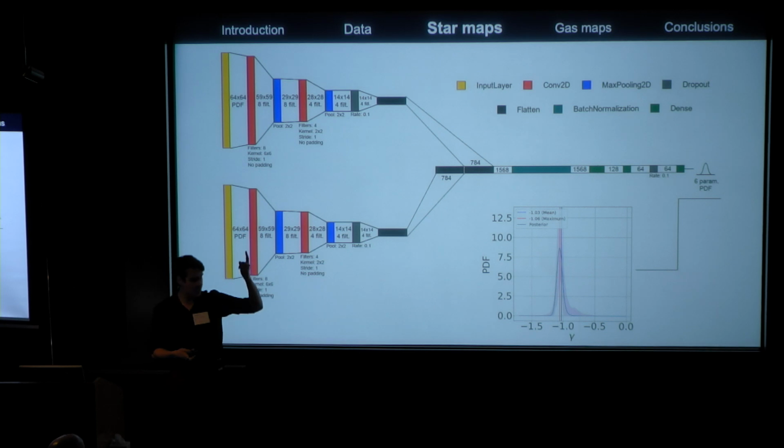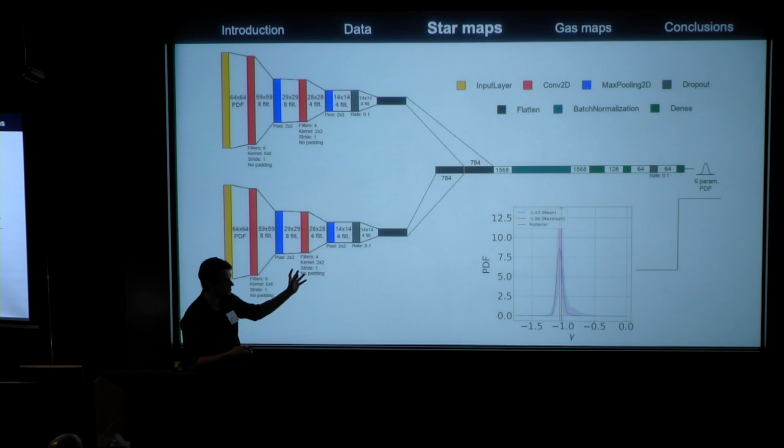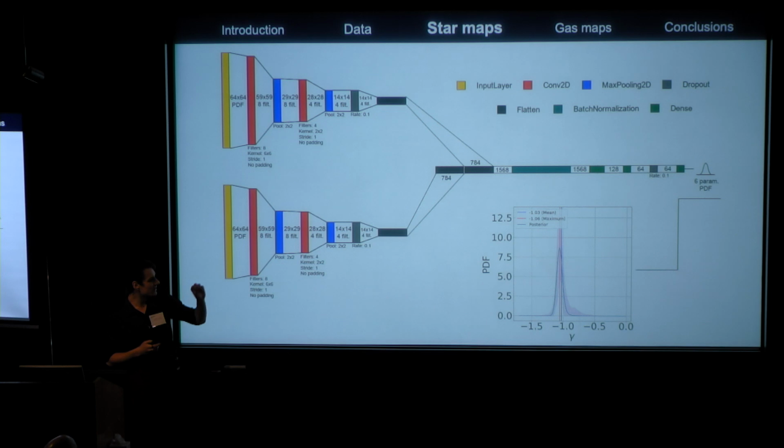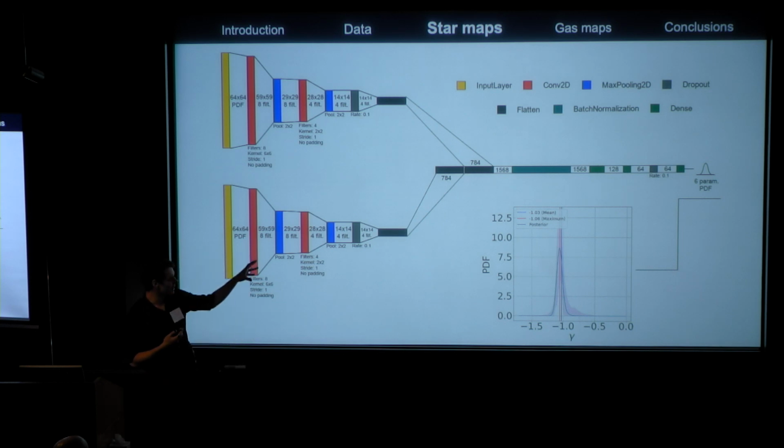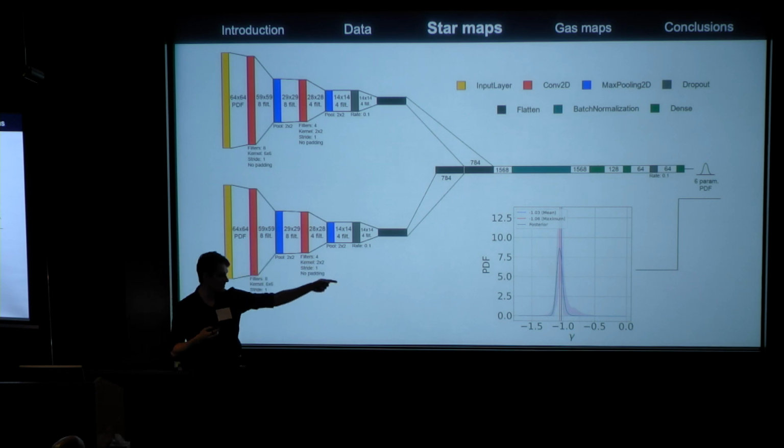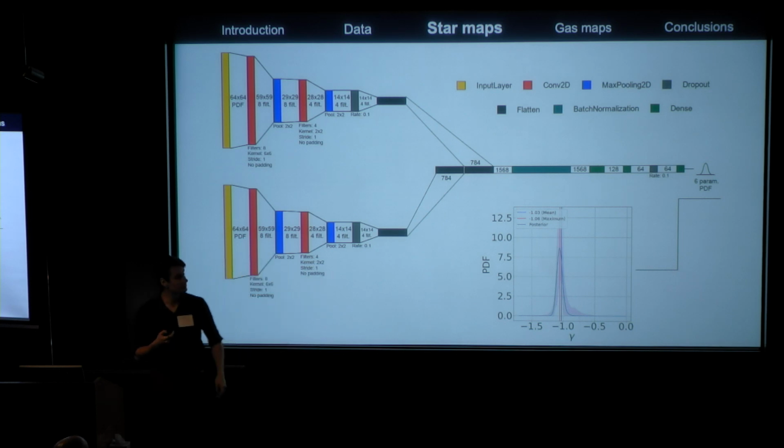These two maps enter two different convolutional channels that go parallel to each other and independently, and then they join in a final sequence of dense layers that end up giving us a one-dimensional PDF with the inference for the inner slope. And we say that the prediction of the neural network is the maximum of that distribution.